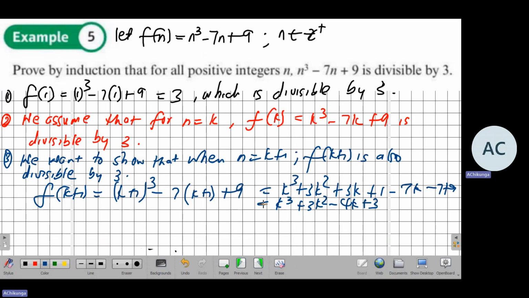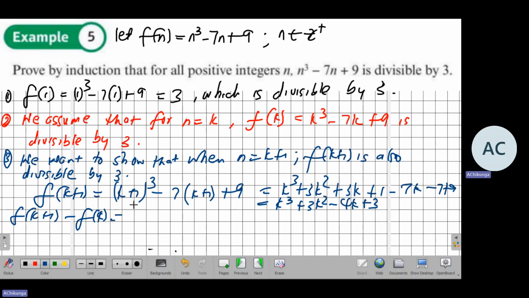We have no way to say this is divisible by 3. We can't tell, because of the individual elements in f of k plus 1, the only elements that are divisible by 3, just by looking at them, are 3k squared and 3, the last term. So we can't tell. All right? But what we can do here is to say, let us have f of k plus 1 minus f of k.